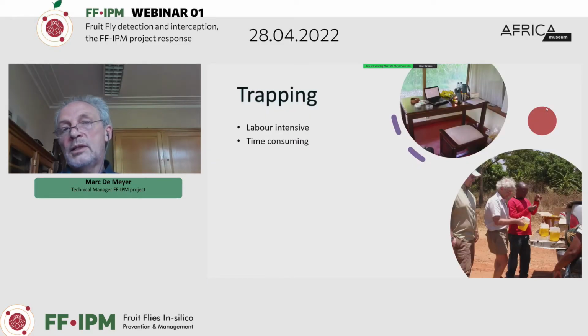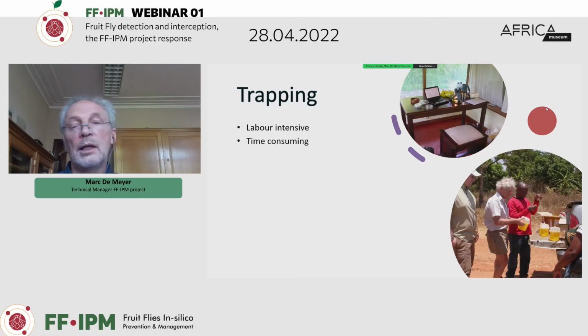One way of detecting flies is by trapping them. You can put up traps with specific attractants, and the flies, if they are around, will be attracted to the lure inside the trap. They will be trapped there, and then you can come and inspect the trap and see if any of the flies in your trap is an exotic one or not.